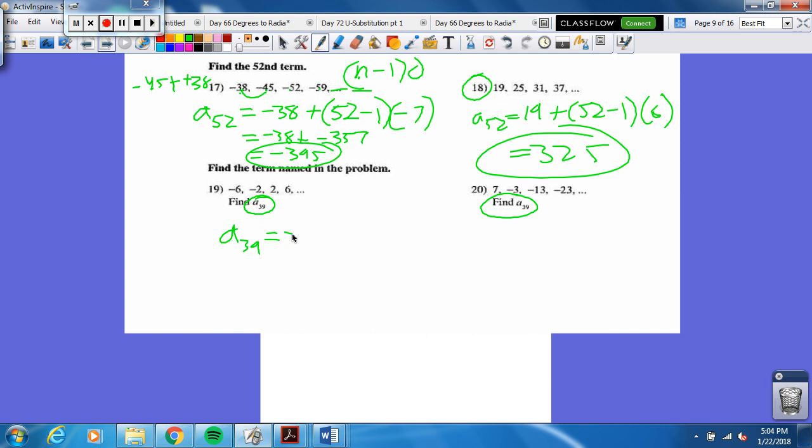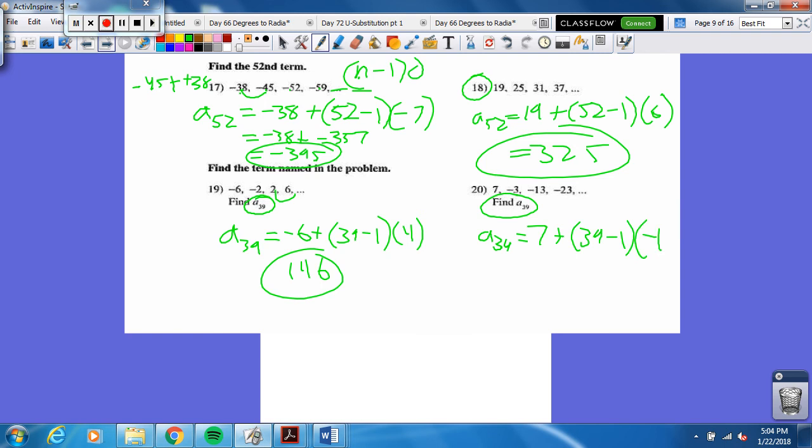Okay, so I want the 39th term here. That would be the first term plus 39 minus 1 times the common difference, which here is adding 4. And I have 146 as the 39th term. For the next one, a_39 is the first term plus 39 minus 1, and the common difference is subtracting 10 every time, I'm adding negative 10. That would be negative 373. Got it. Okay, next.